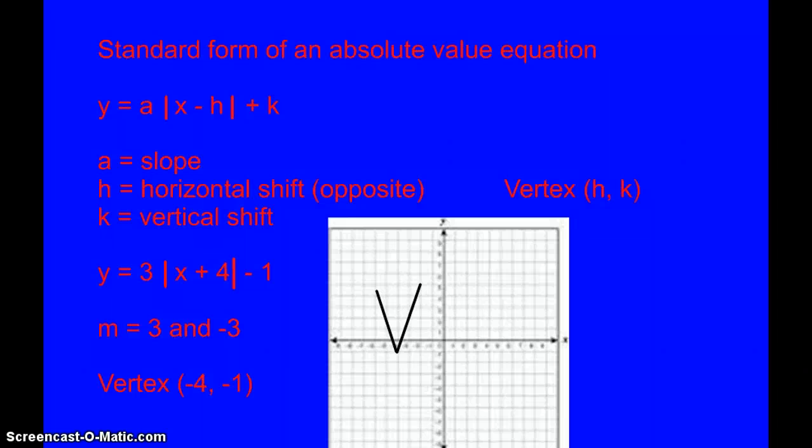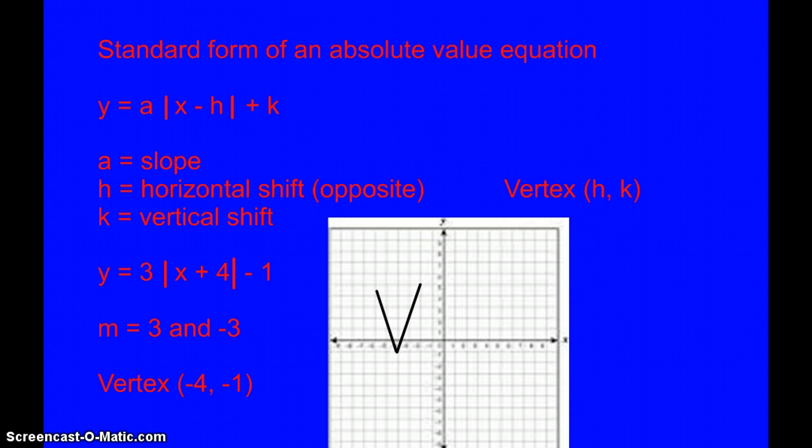So let's look at an example function with all the shifts. Y equals 3 times the absolute value of x plus 4, minus 1. So we do have a slope shift in this case. Our slope is 3 and -3. We have a horizontal shift, left 4, and a vertical shift, down 1.